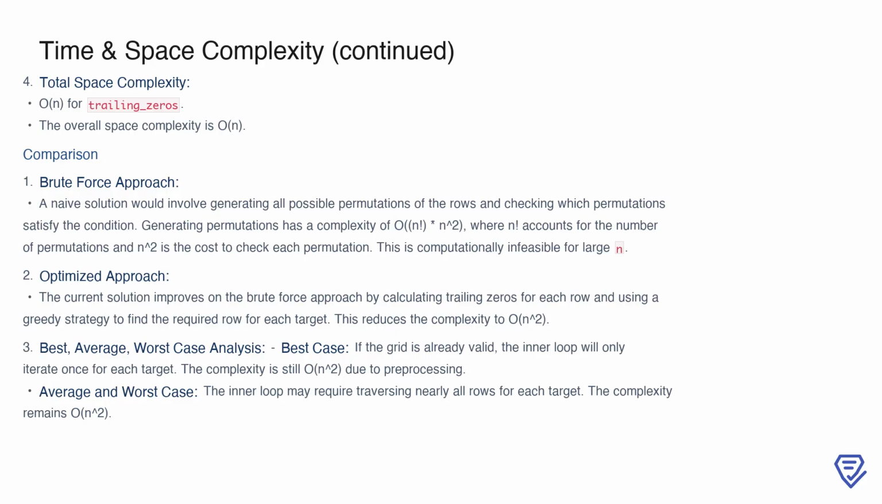To put this into perspective, let's compare this optimized solution to a brute force approach. A naive solution would involve generating all possible permutations of the rows in the grid and then checking each permutation to see if it meets the condition. Since generating permutations involves O(n factorial) operations, and checking each permutation would take O(n squared), the total complexity for the brute force approach would be O(n factorial times n squared). This becomes computationally infeasible for larger values of n.